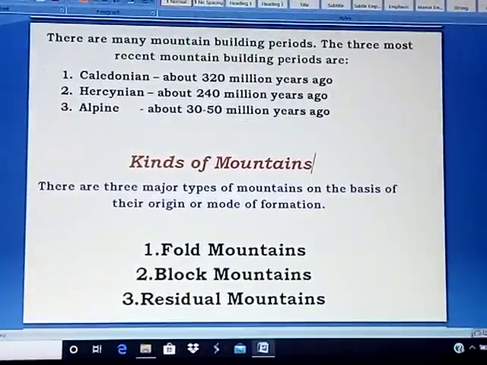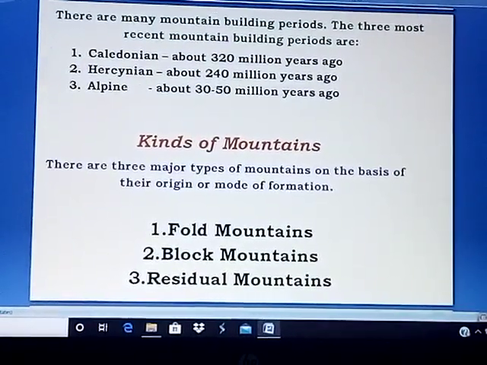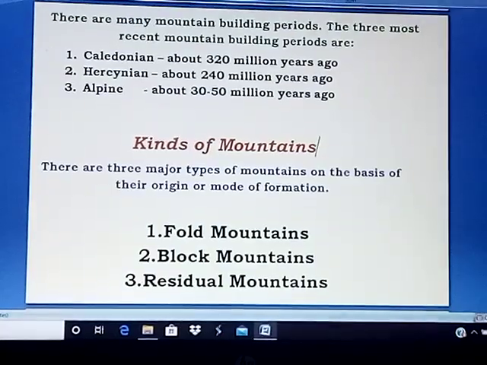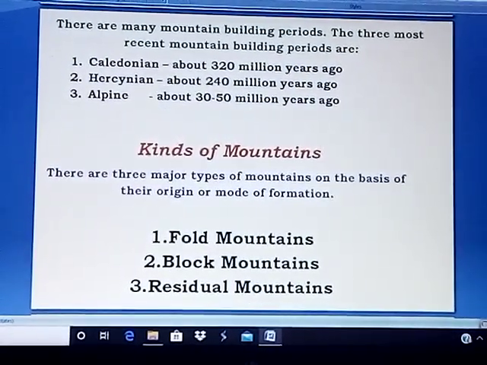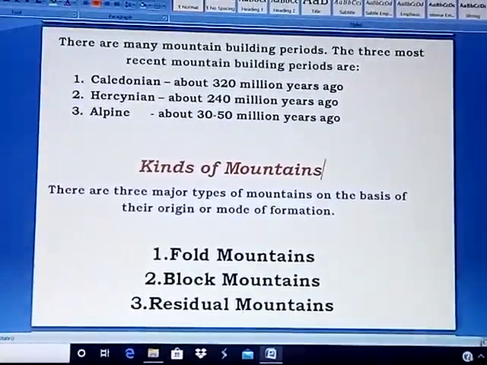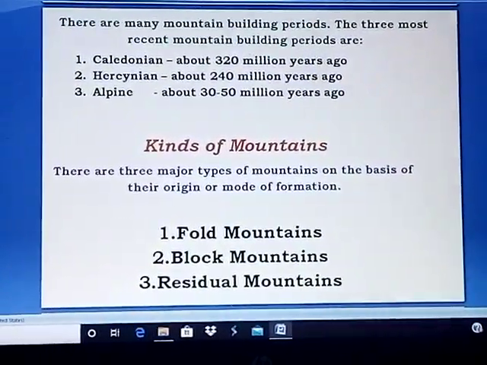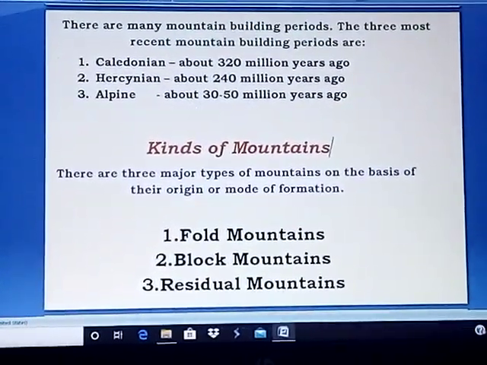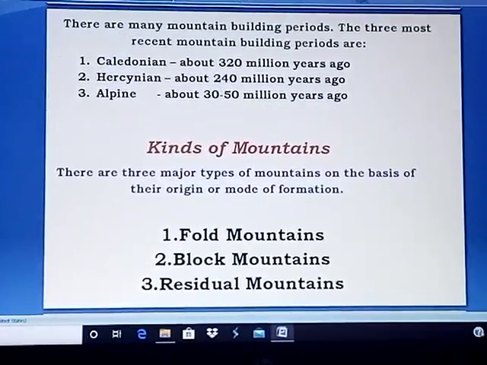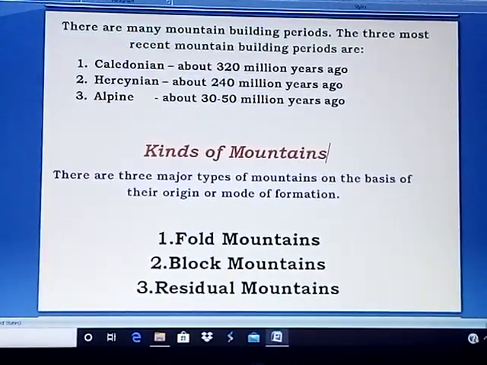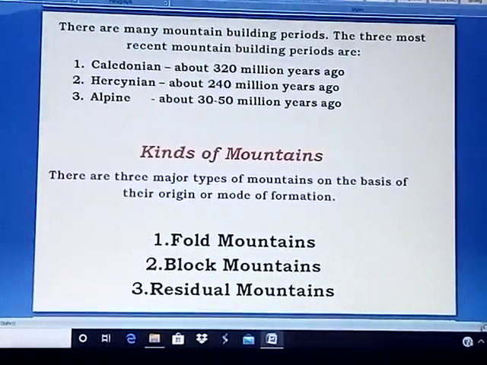First of all is called Caledonian, about 320 million years ago. Hercynian, about 240 million years ago, and the most recent, Alpine, about 30 to 50 million years ago. Our Himalayas, young fold mountains, Himalayas, Andes, Rockies, are very much part of this Alpine, that is of 30 to 50 million years ago.